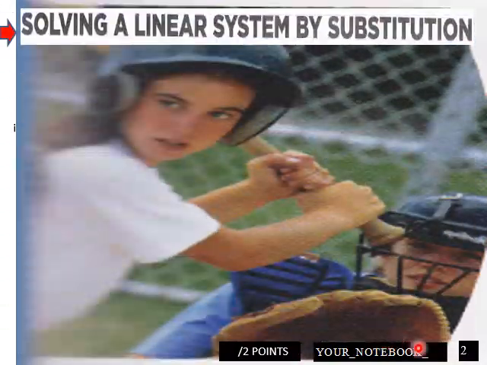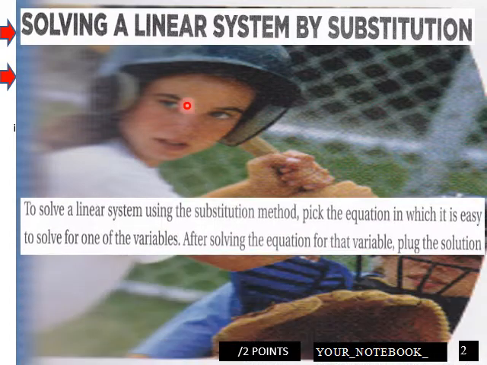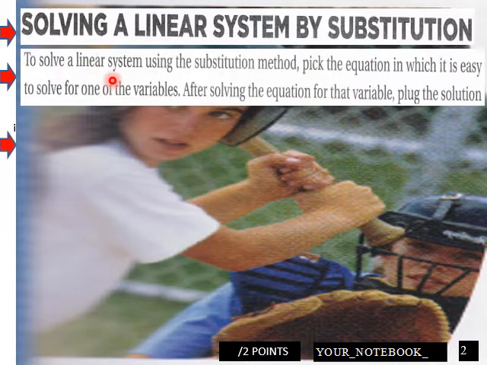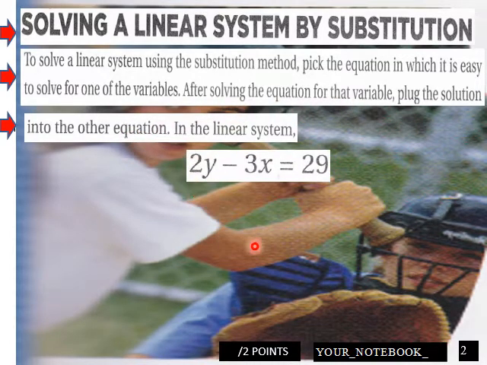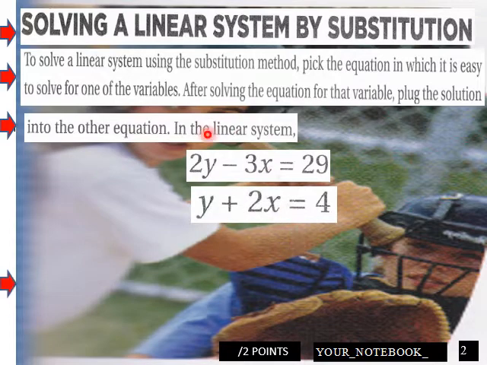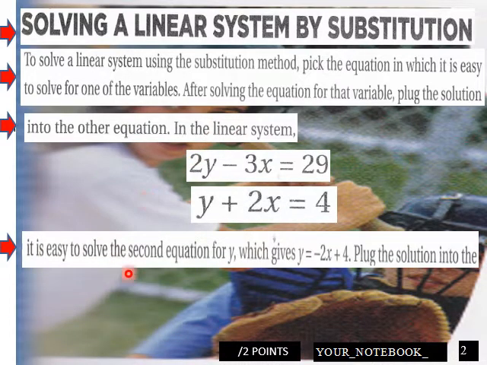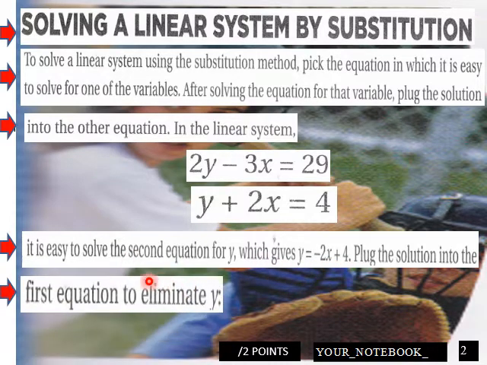More notebook, another notebook entry, page 2. Solving a linear system by substitution. To solve a linear system using the substitution method, pick the equation which is easier to solve. And then after solving the equation for that variable, plug that solution into the other equation in the linear system. Here's the example. It is easy to solve the second equation for y, which gives y equals negative 2x plus 4. Plug that solution into the first equation to eliminate y.